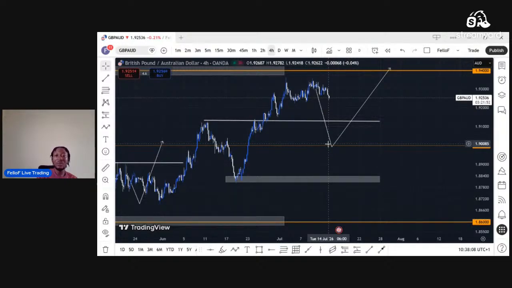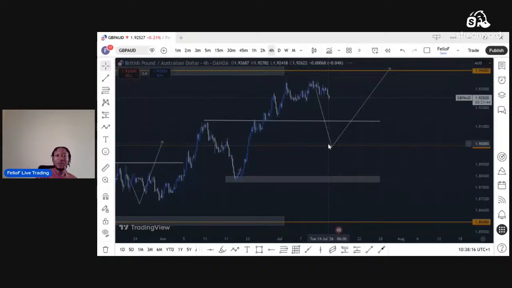Okay, so I'd rather wait patiently to see. So that's it for GBP AUD. We are still waiting for our confirmation.